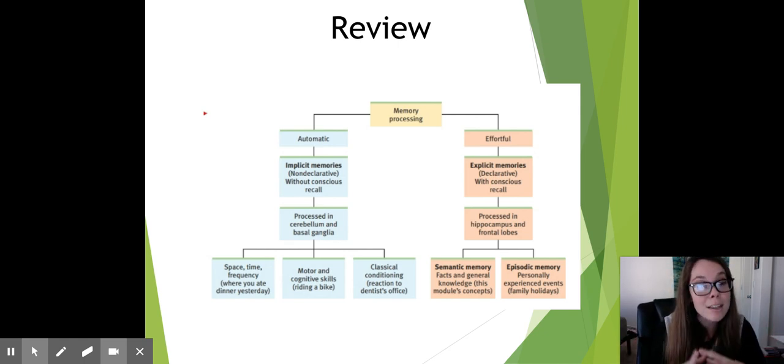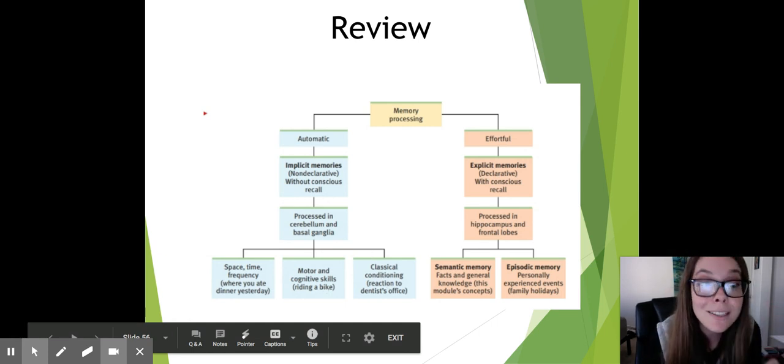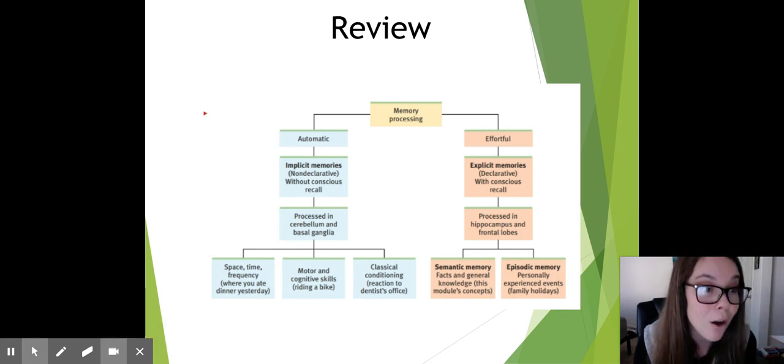And it's processed in the cerebellum. How we process it is space, time, and frequency. Motor and cognitive skills, like riding a bike, along with classical conditioning, fall under this, because remember, it's involuntary, right? You're not consciously trying to recall it, right?